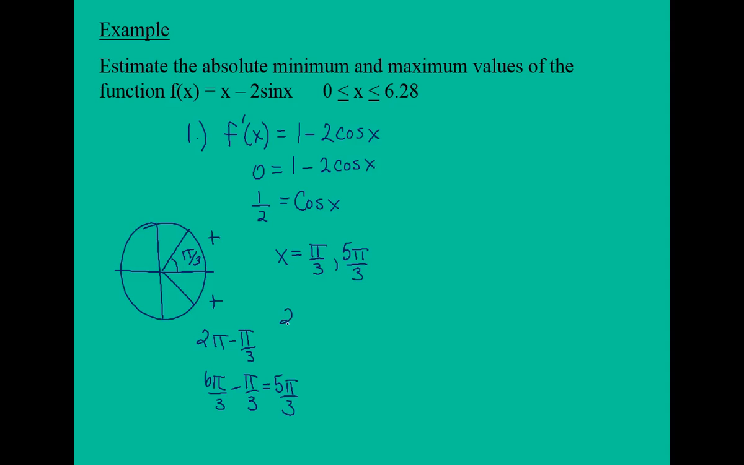Second, we need to identify our endpoints. We have x equals 0 and x equals 2 pi. I'm just going to write it as 2 pi.